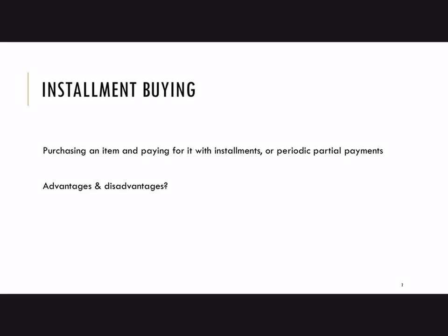So first of all, what is installment buying? This is purchasing an item and paying for it in installments or periodic partial payments. So see if you can think of some advantages and disadvantages to purchasing something this way.